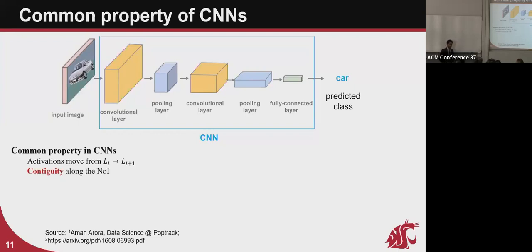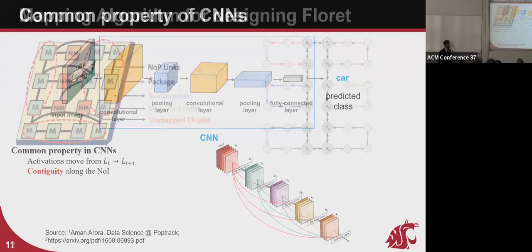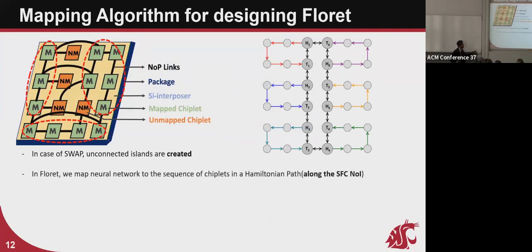Our experimental results have included DenseNet and ResNets in multiple different scenarios. Maintaining this contiguity on the NOI actually solves the problem very effectively. Here I can give an example from last year's CASES paper, SWAP, where, when we are mapping something at runtime, we were not optimized for it before. Here we can see that unconnected islands are created.